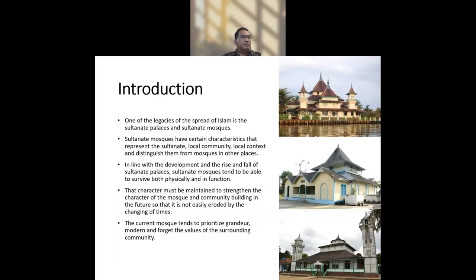One of the legacies of the spread of Islam is the Sultanate Palace and the Sultanate Mosque. The Sultanate Mosque, in this case, has certain characteristics that represent the Sultanate itself: local community, local context, and distance from mosques in other places. Perhaps we can see the difference between the mosques in the Middle East or in other countries and the mosques in the Malay world.